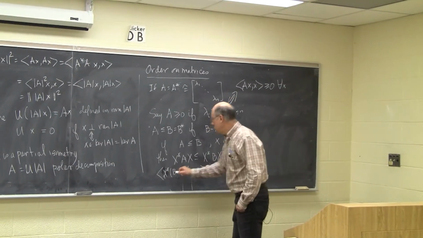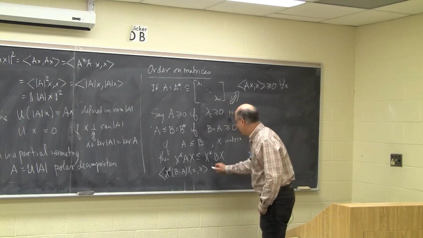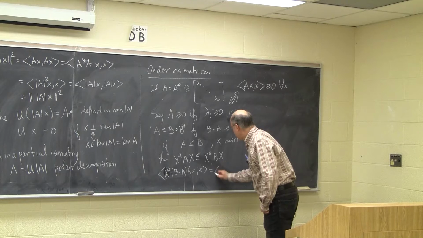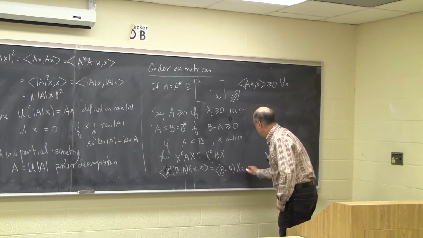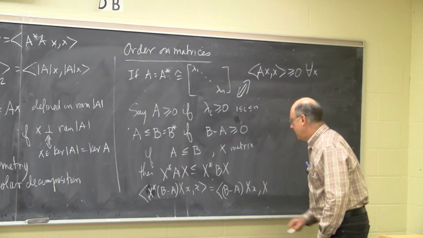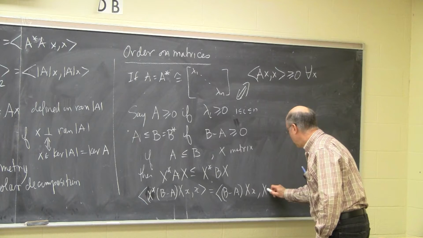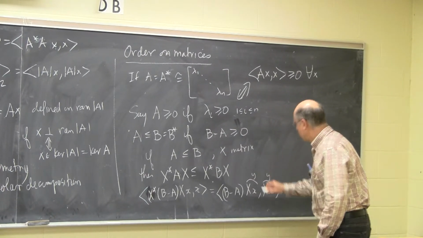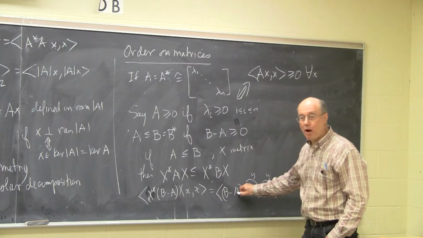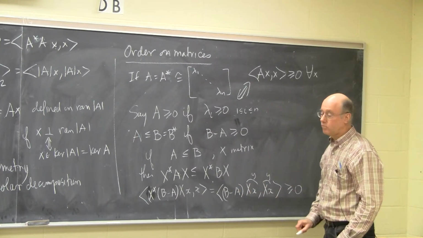So let me do that here. Look at X star (B minus A) X. Well, that's equal to B minus A acting on big X, little x. And I take X star to the other side, it becomes X star star, which is X. So this is a vector y, and this is the same vector y. B minus A is positive, so that's positive. Okay.